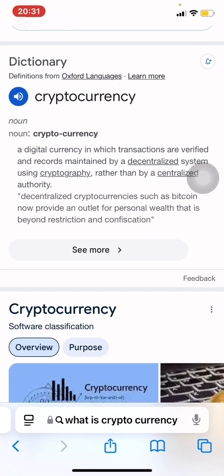There is a reason why we focus on cryptocurrency. Google tells us that decentralized cryptocurrencies such as Bitcoin now provide an outlet for personal wealth that is beyond restriction and confiscation. So I might ask you, my dear friend and listener, why is Google so bold? Why does Google have the audacity to say that decentralized cryptocurrencies like Bitcoin provide an outlet for personal wealth that is beyond restriction and confiscation? Meaning that this is not limiting anyone. It doesn't matter where you come from, it doesn't matter how much you have. If you understand and follow the principles, definitely you're going to succeed in the cryptocurrency space.